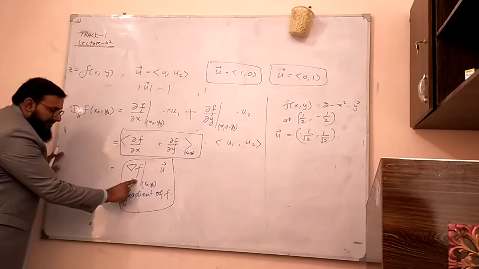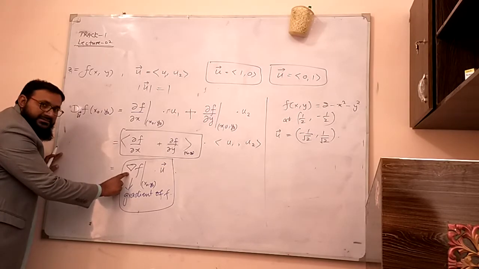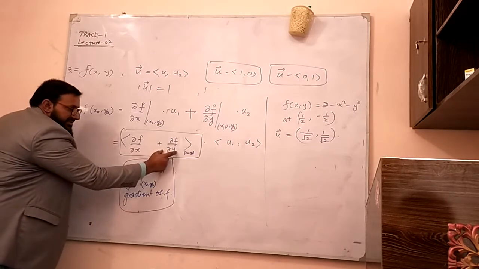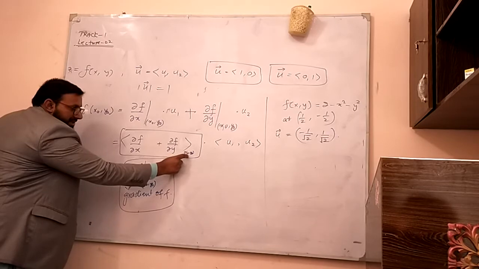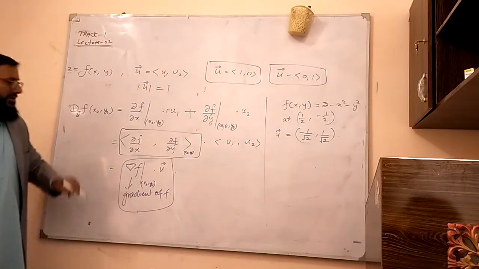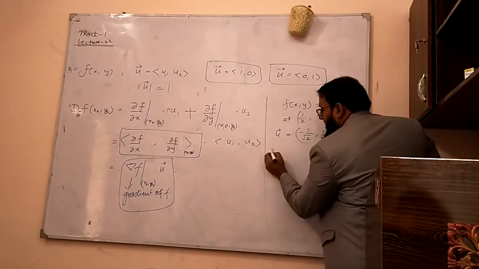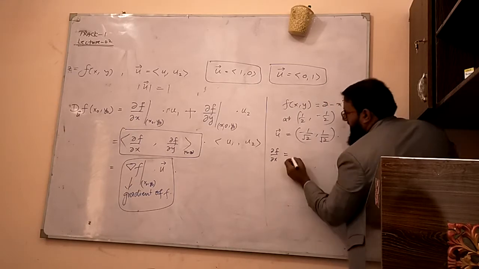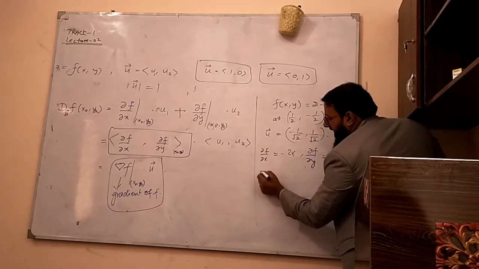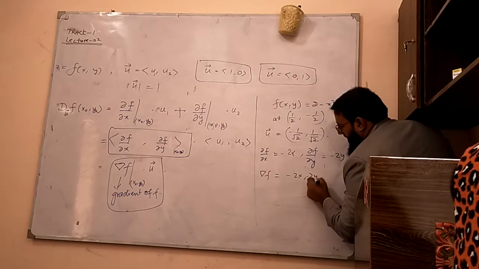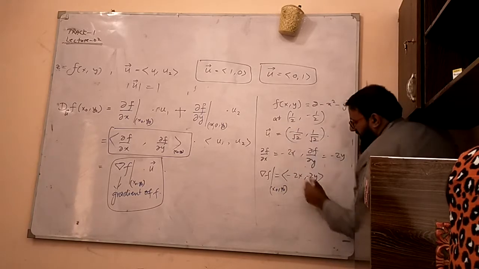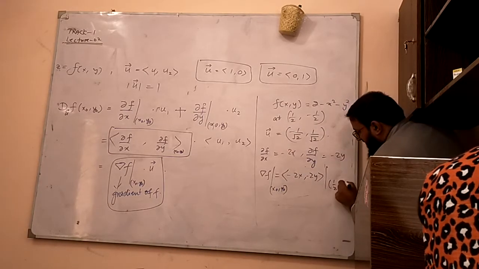First of all, you are given a function, you are supposed to find out its del. And how to find its del? Partially differentiate with respect to x, partially differentiate with respect to y, and evaluate at this point x naught, y naught. So what is partial f by partial x? That's going to be minus 2x, and partial f by partial y becomes minus 2y. Then del f becomes (minus 2x, minus 2y), and you evaluate at the point x naught, y naught. What is the point x naught, y naught? That's the point (1/2, minus 1/2).